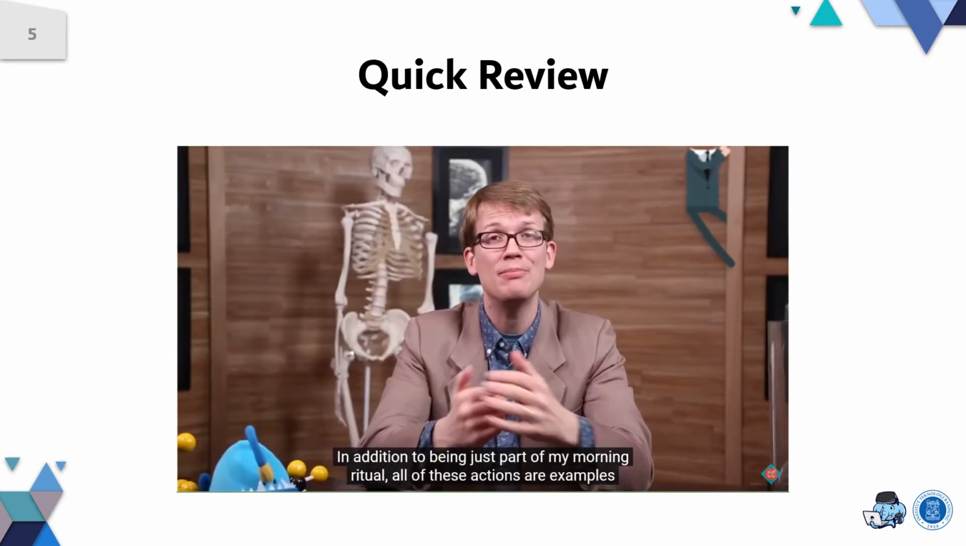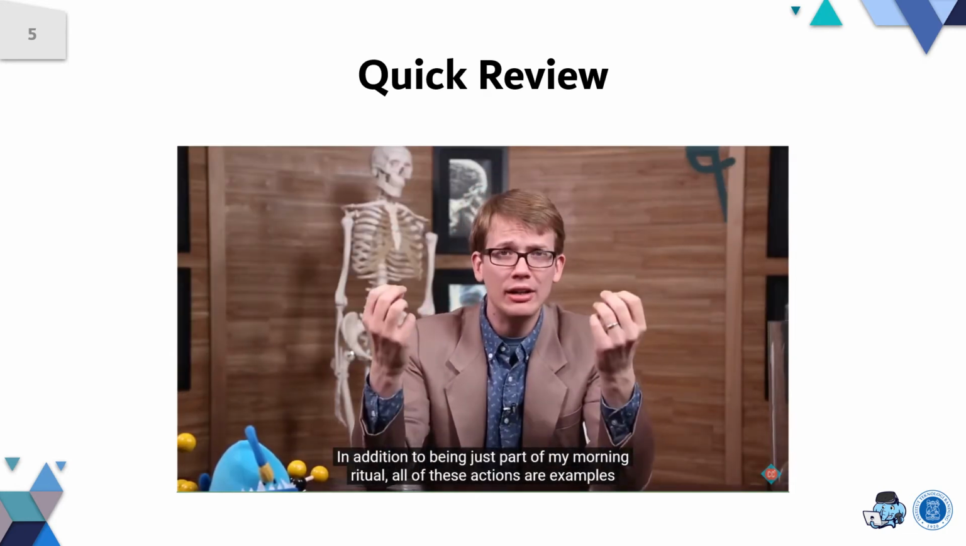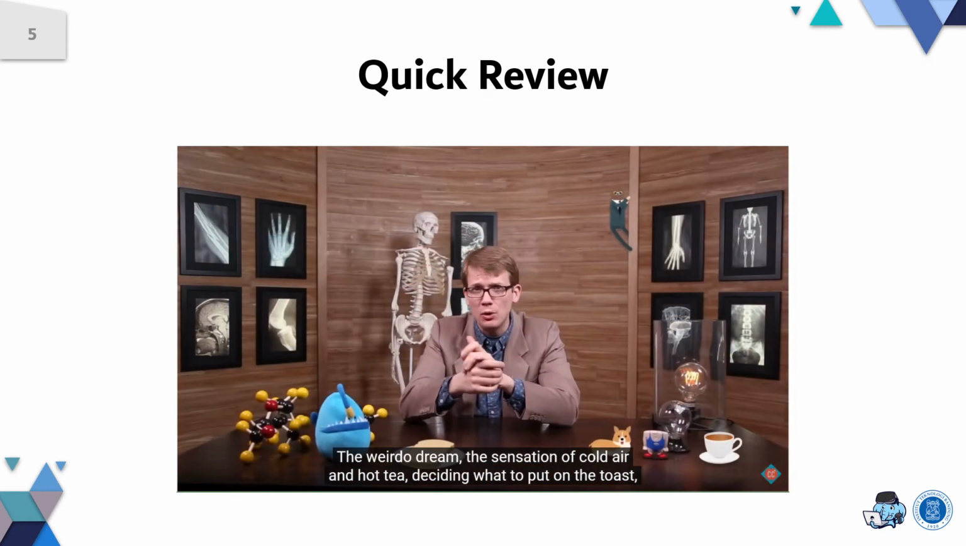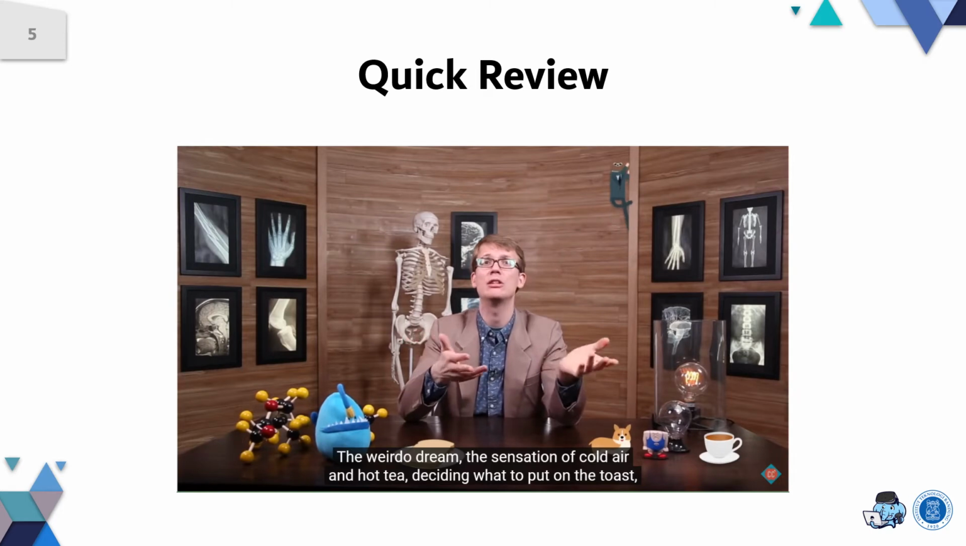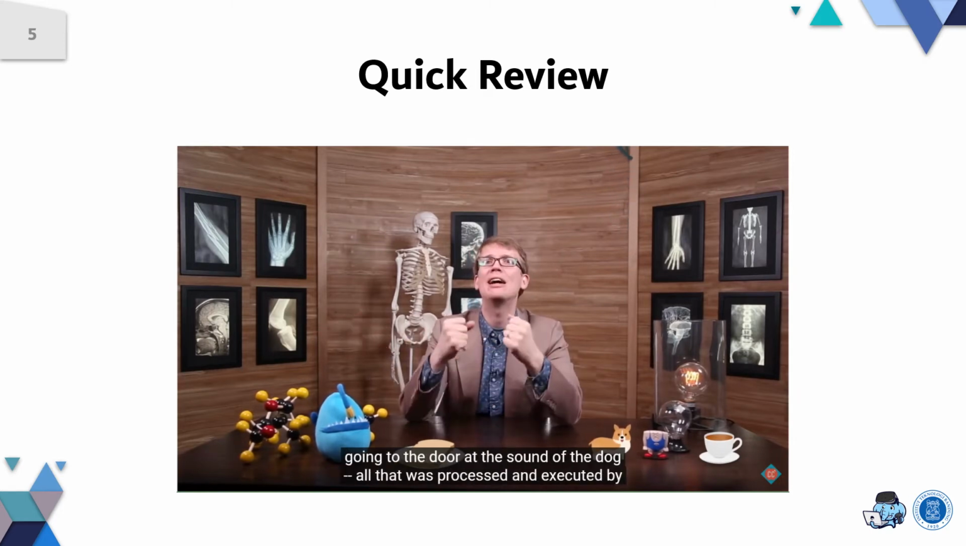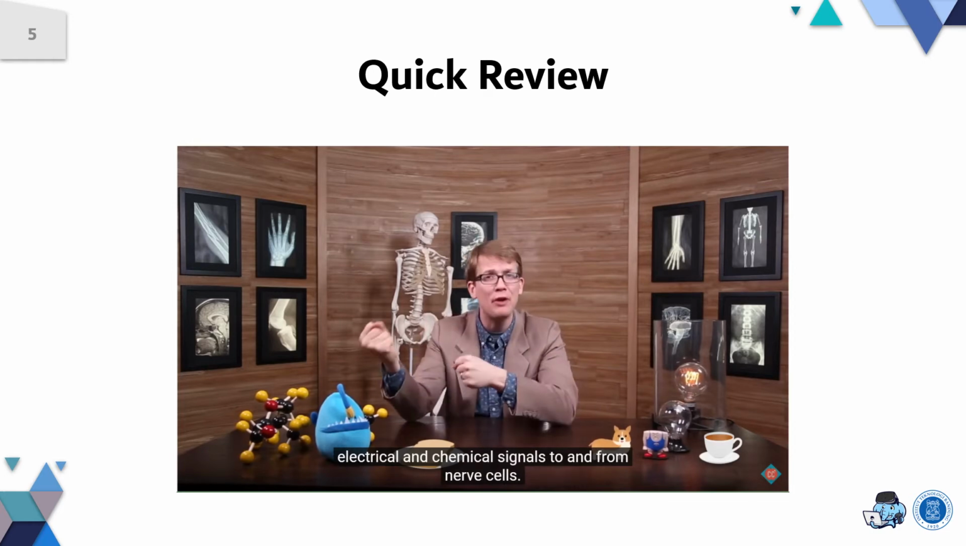In addition to being just part of my morning ritual, all of these actions are examples of what my nervous system does for me. The weirdo dream, the sensation of cold air and hot tea, deciding what to put on the toast, going to the door, the sound of the dog, all of that was processed and executed by electrical and chemical signals to and from nerve cells.